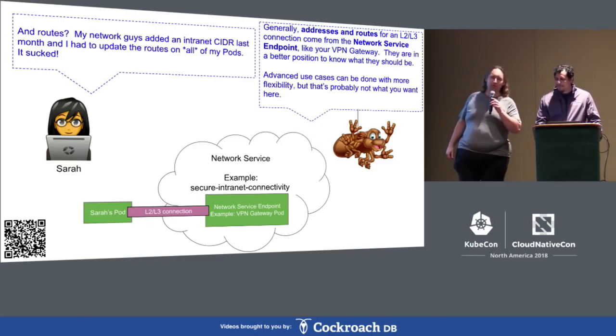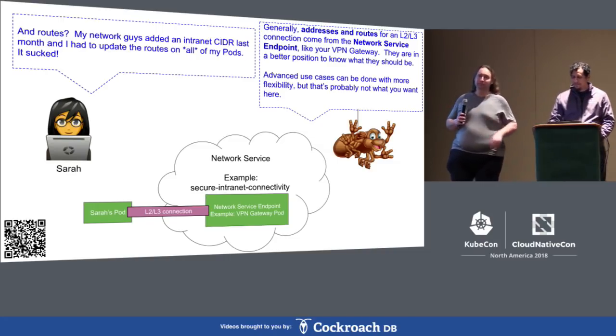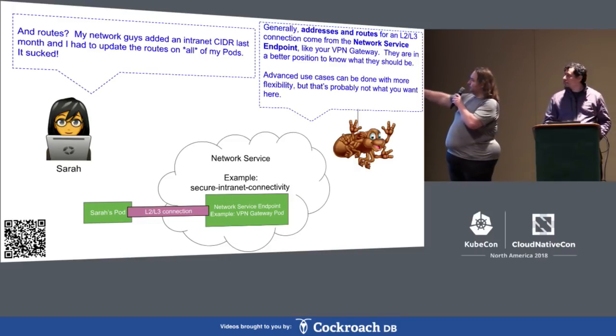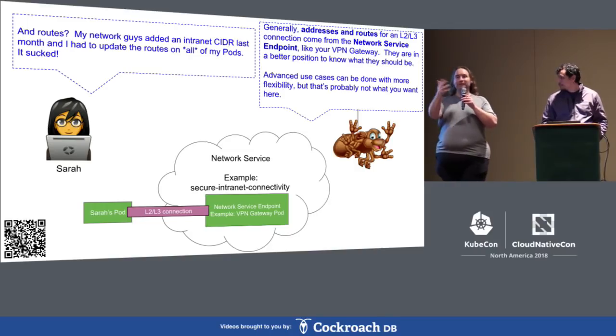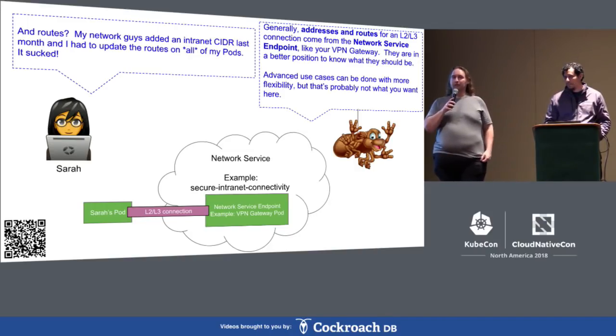If she's sending something to a corporate intranet IP, it goes over this connection. Yes? Is that anticipated to be a singleton or more of a one-for-one mapping for each pod that needs that type of service? So all the connections in this picture, the question was, is that expected to be a single, what was the word? A singleton, like a single instance of this VPN gateway.